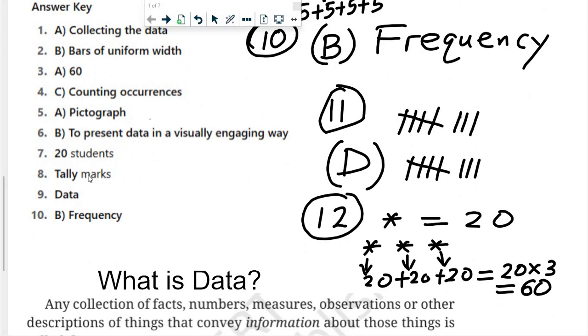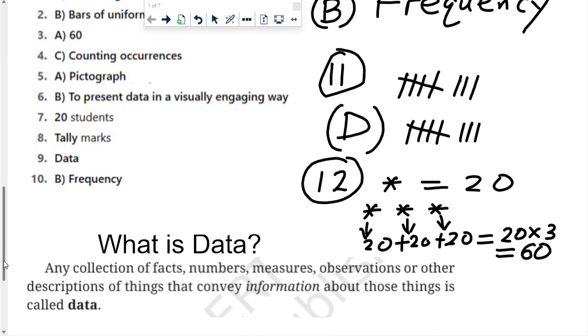And question number 7, we got 20. Question number 8, tally marks. Question number 9, data. And question number 10, frequency.